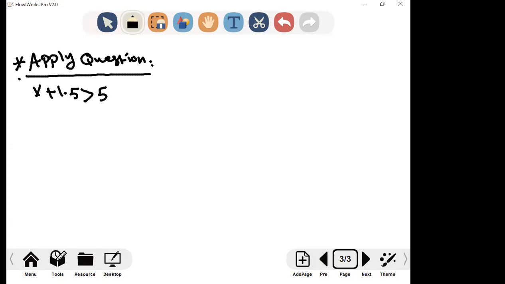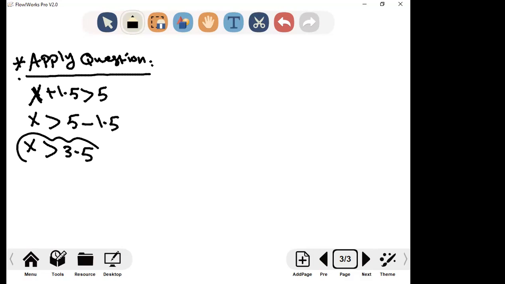So here let's solve the inequality. We solve it normally. x plus 1.5 more than 5. So x more than 5 minus 1.5, right? So x more than 5 minus 1.5, which is 3.5. So the amount will be x more than 3.5. Is this in feet or inches? In feet. We want to turn it to inches.